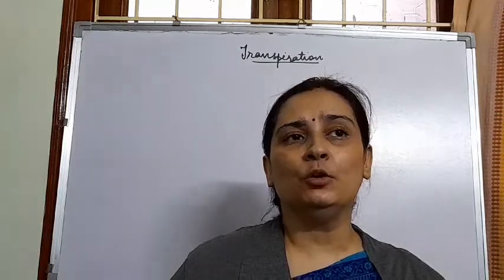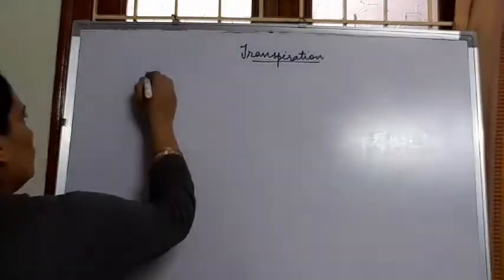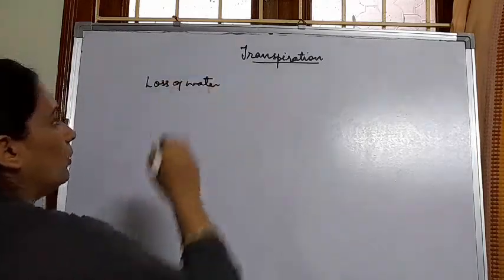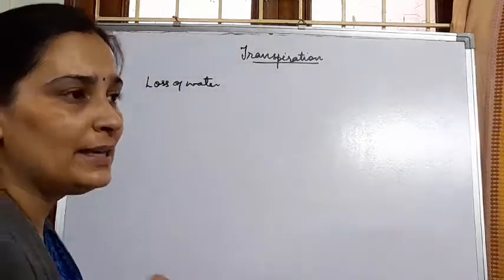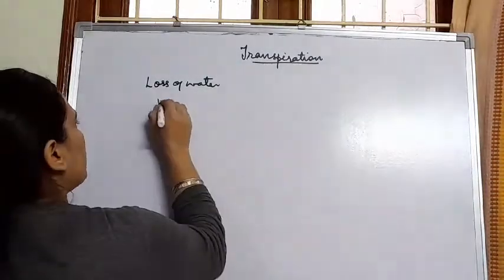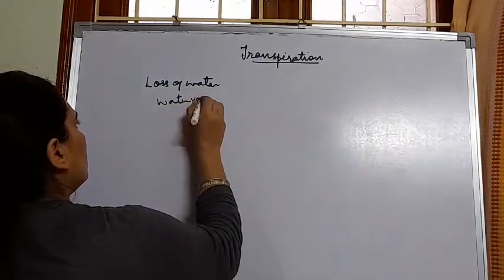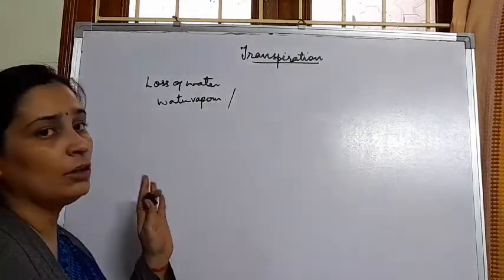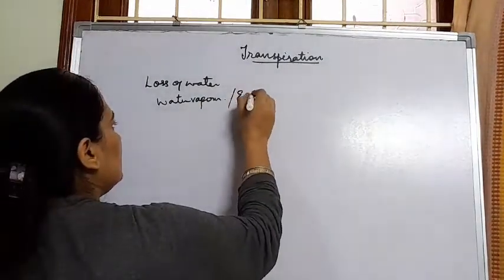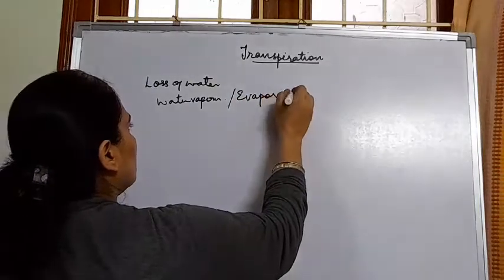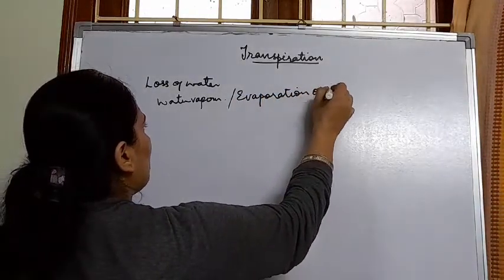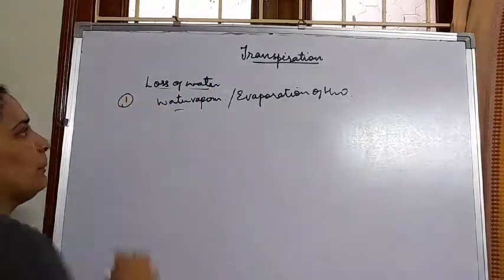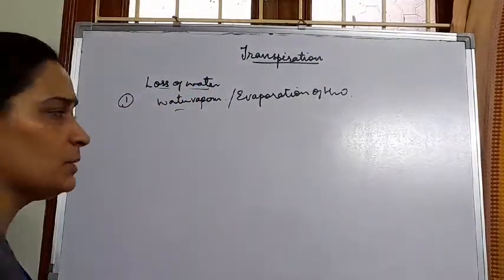Transpiration is basically the loss of water. So the first point is that there is a loss of water. Now, this loss of water takes place in the form of water vapor. We can also say, in place of loss of water in the form of water vapor, evaporation. If we say evaporation of water, that means the loss of water is taking place in the form of water vapor. This is the first point for the definition of transpiration.